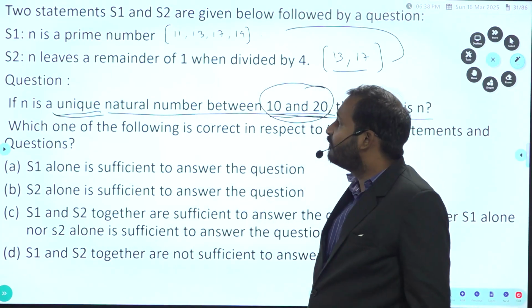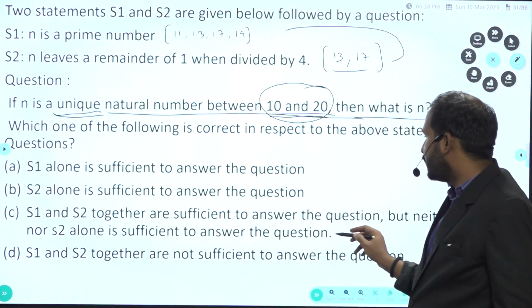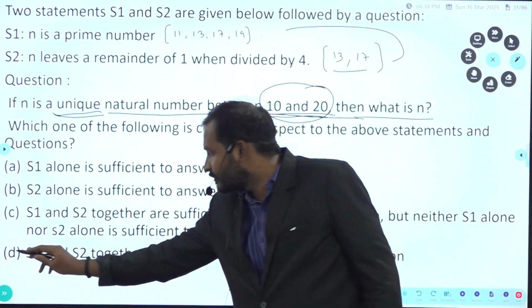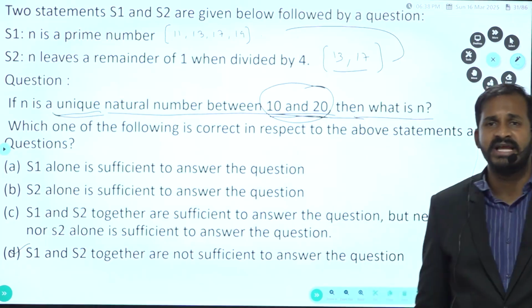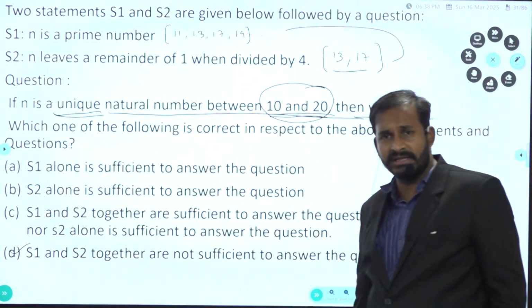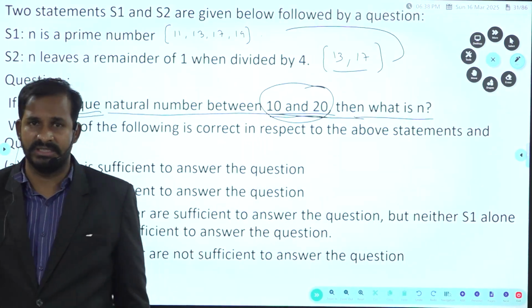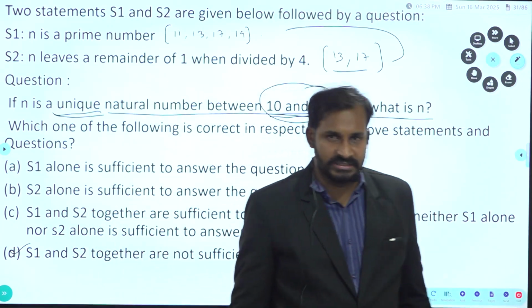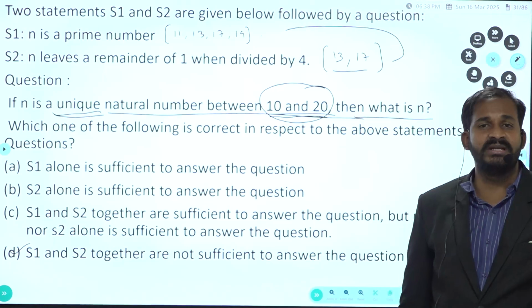So with the help of both the statements, S1 and S2 together are not sufficient to answer the question. By using both the statements also, I cannot tell my exact answer for n. It can be either 13 or 17. Like this they are going to ask the questions based on statements.